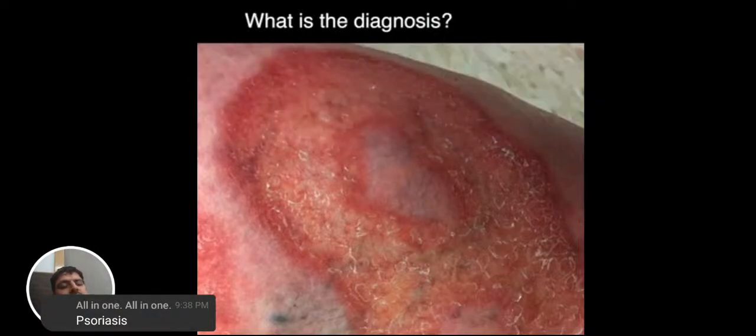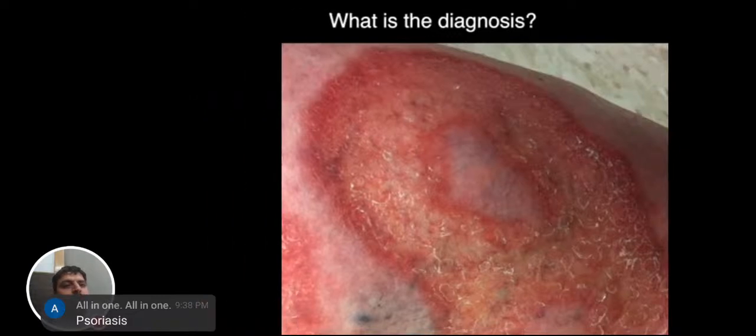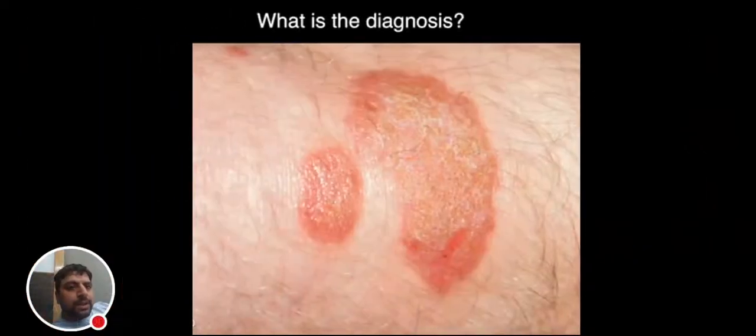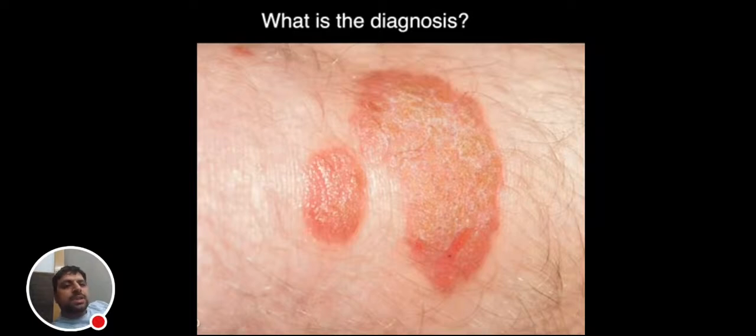This is not psoriasis. This is a case of necrobiosis lipoidica. Necrobiosis lipoidica. Okay. Now, what is the diagnosis here? In this picture, see, I'm going to zoom this picture. What is this?